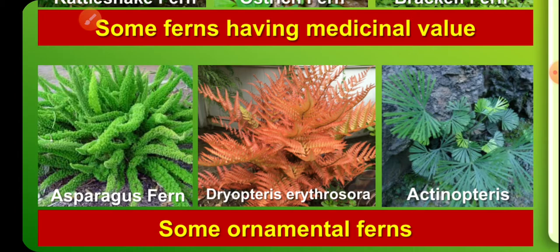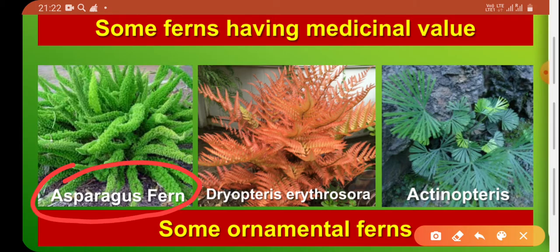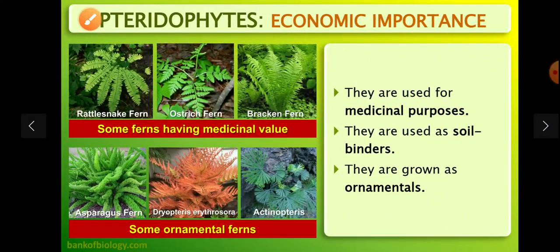Actinopteris, asparagus ferns and Adiantum, these are all used as ornamentals. Their color is quite attractive, so they are used as ornamentals.